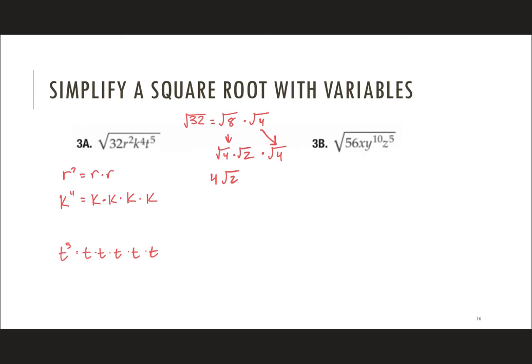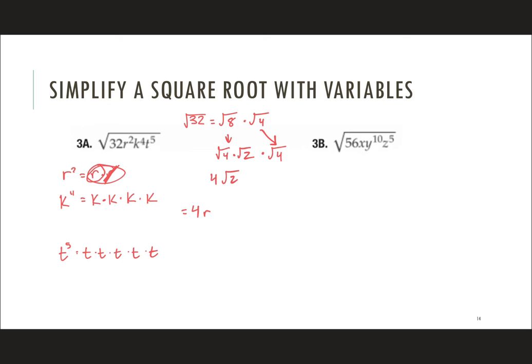So for my r's, I do have a pair. I have a pair of r's here. So one of them is going to come out of the radical, and the other one goes away. So as I rewrite my problem, I've got 4r at the very least. Okay, here's my answer down here.